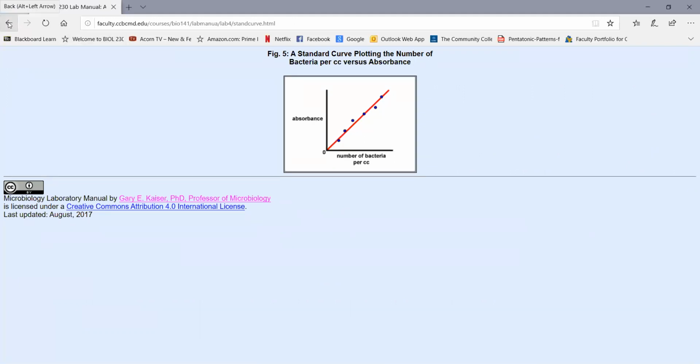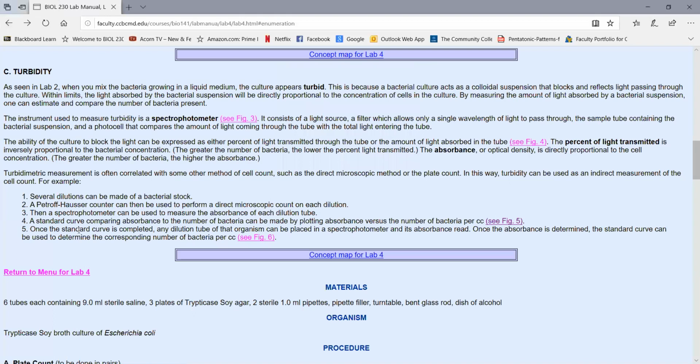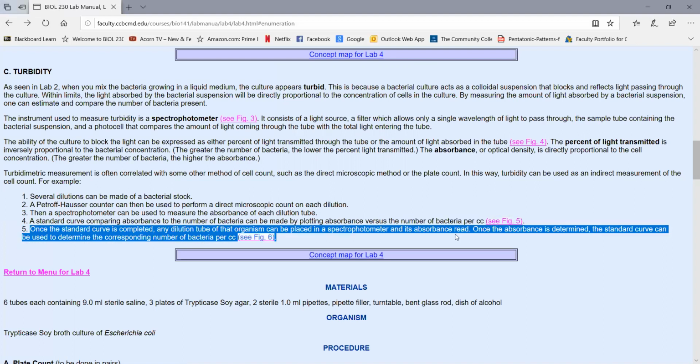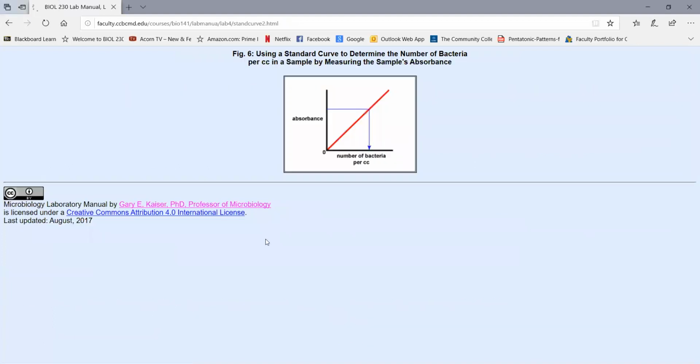And so once we've made a standard curve, then we could take any dilution tube of that organism under the same conditions, put that in a spectrophotometer, find the absorbance, and then from the standard curve, find out what number that represents. So we could take any absorbance of any dilution of that culture, find the absorbance, go over the standard curve, go down and see what number of bacteria that corresponds to. So by combining the technique, we can actually get numbers using absorbance by preparing standard curves.